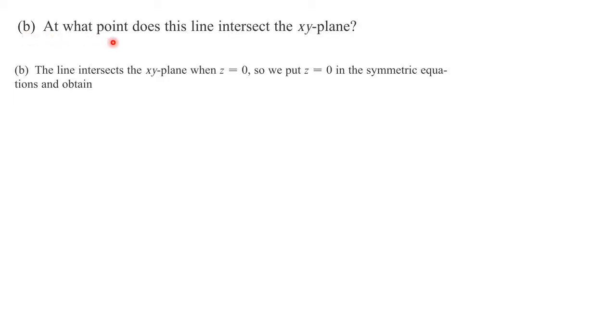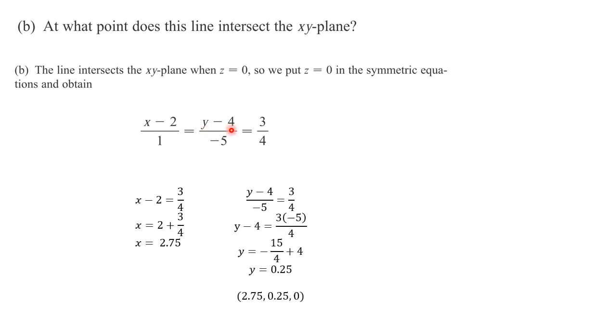Part B. At what point does this line intersect the xy plane? To find the intersection, we put z = 0 in the symmetric equations, and we'll get (x - 2)/1 = (y - 4)/(-5) = 3/4. In here there was z, and we have put it 0. Now simplify this one, x - 2 = 3/4.